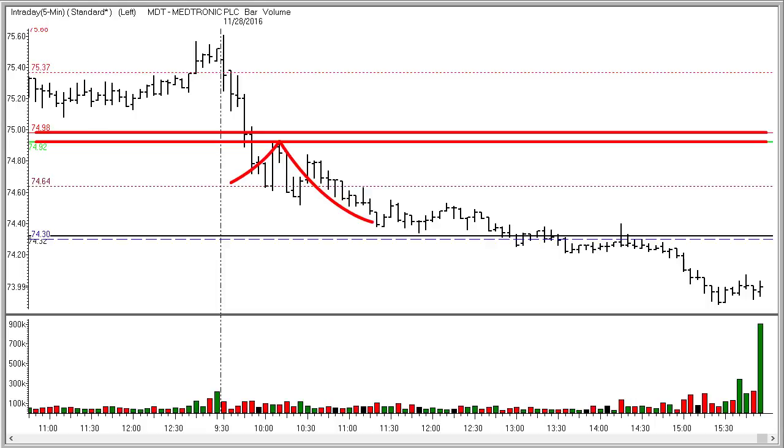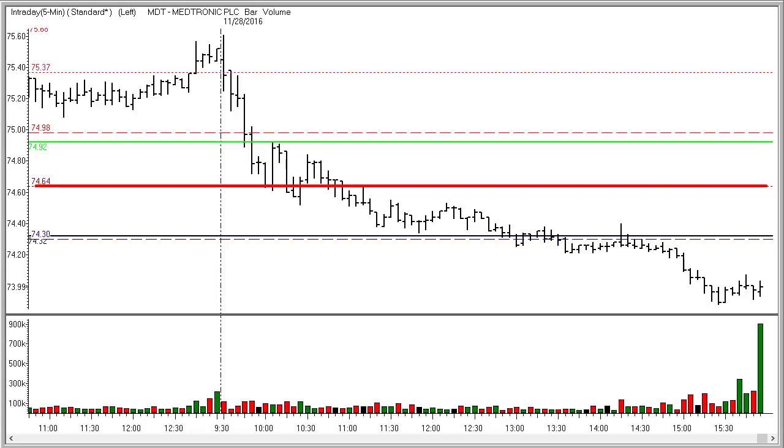$74.40. And once we get to $74.40, what we want to do is move our stop again, this time from break even or risk-free at $74.98. We're moving it down to $74.64. So now instead of the trade being risk-free, we've locked in a minimum of 50% of the distance to the profit target.